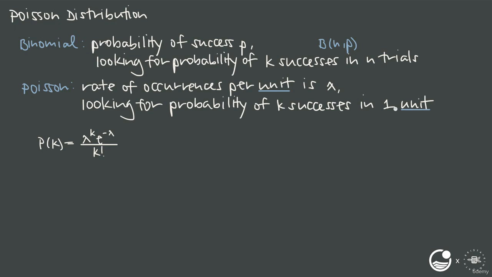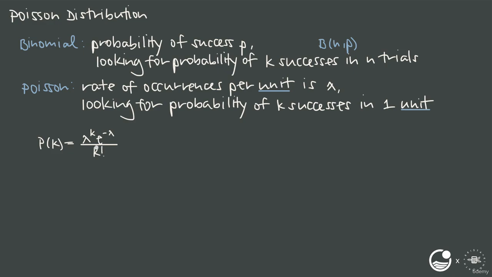Our probability formula for the probability of k successes in one unit or one interval is lambda to the power of k, where k is an exponent here, multiplied by e to the negative lambda. So negative lambda is the exponent. This value e here is Euler's number. Technically, it's a constant. It's equal to about 2.7 approximately, but it's an infinite decimal number. Any calculator you use will have a button for Euler's number. And then we're dividing by k factorial.